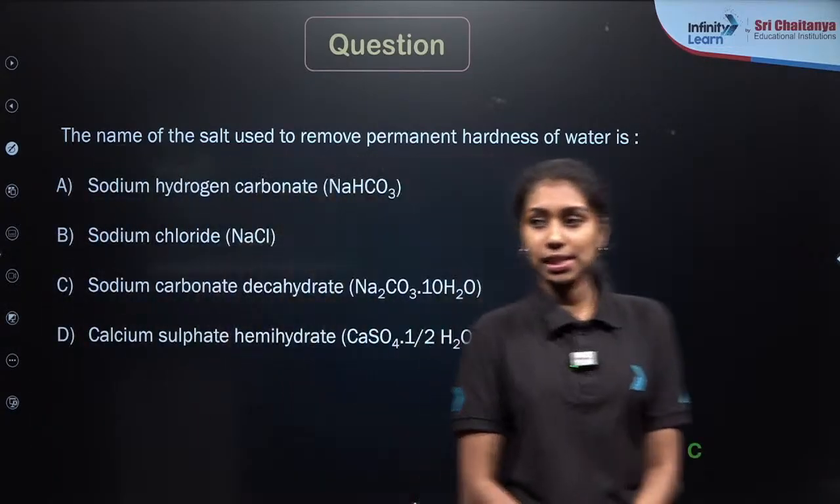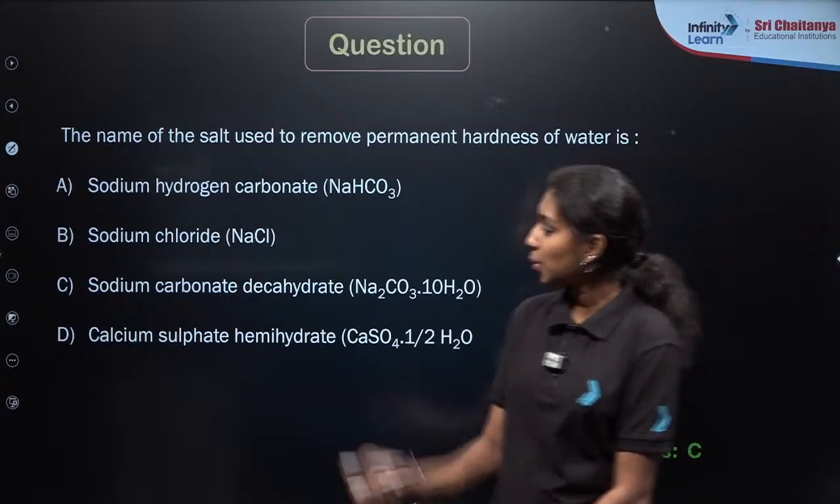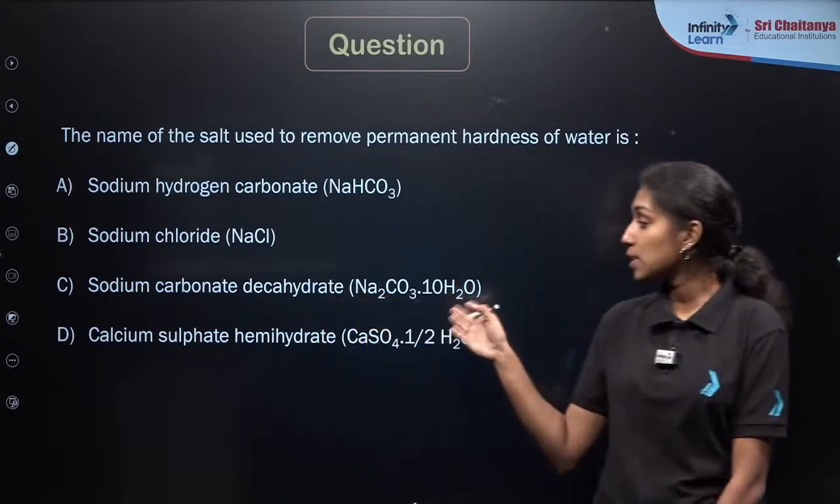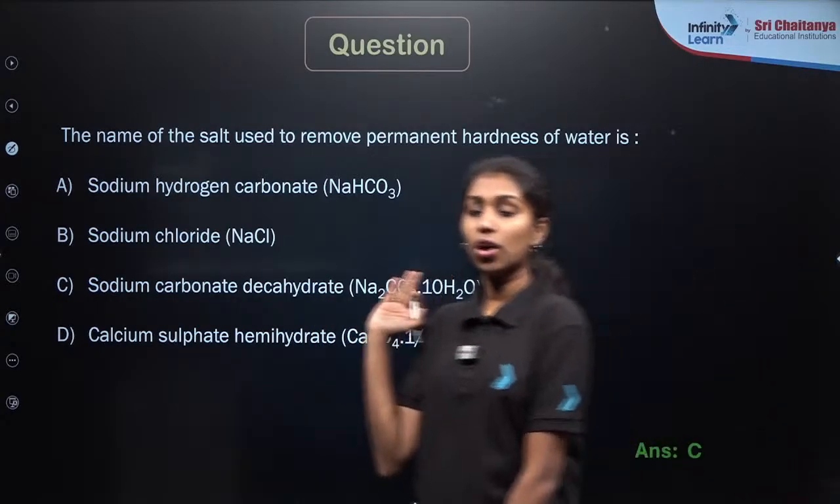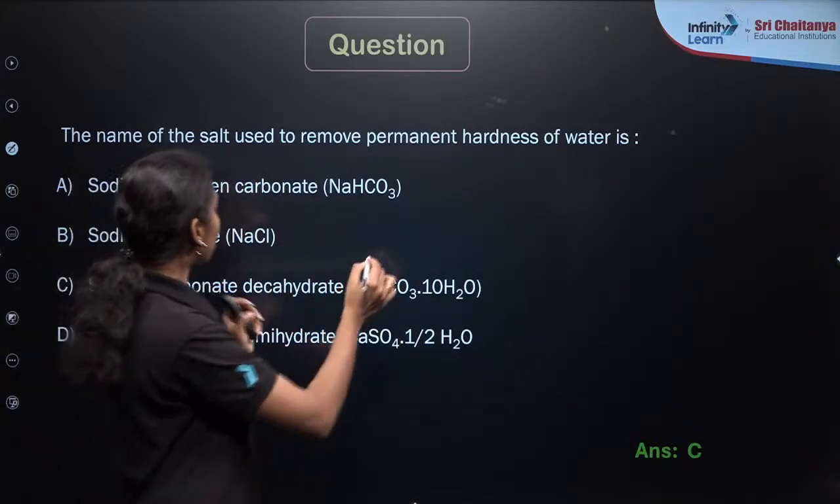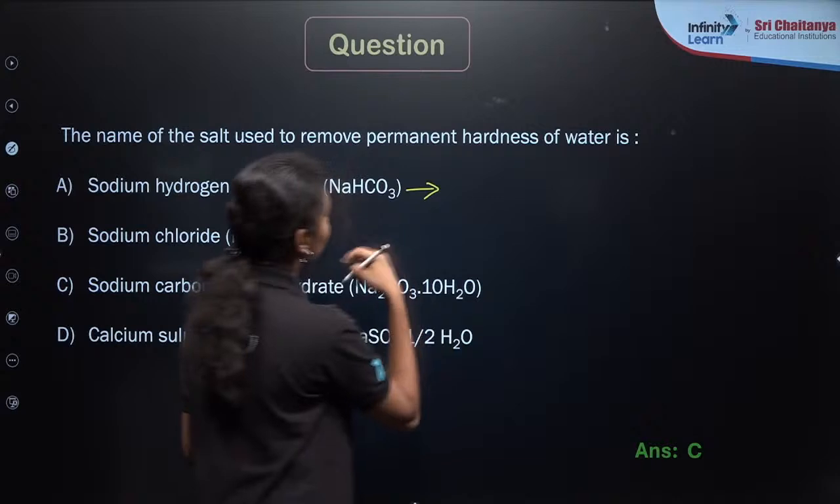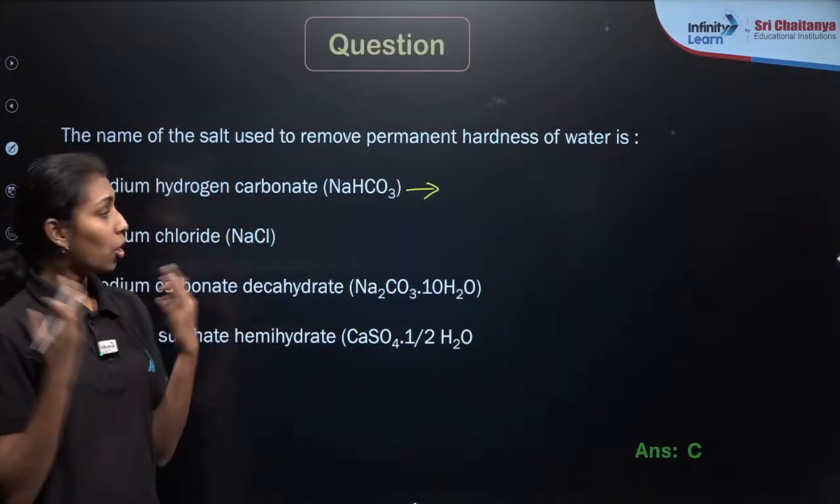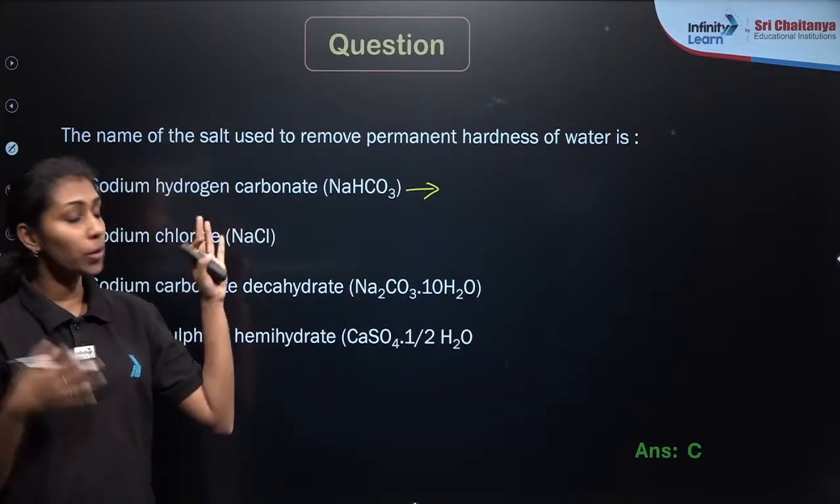So option C is the correct answer. That is sodium carbonate decahydrate, or Na₂CO₃·10H₂O. I hope you have an idea of the chemical names of these components, right? What do you call sodium bicarbonate? What is the chemical name or the common name for sodium bicarbonate, or sodium hydrogen carbonate?